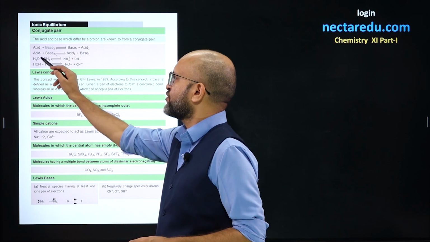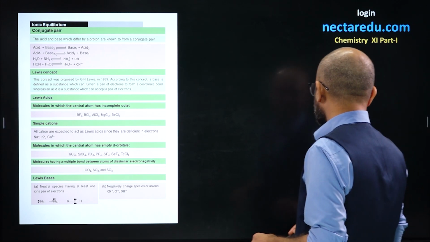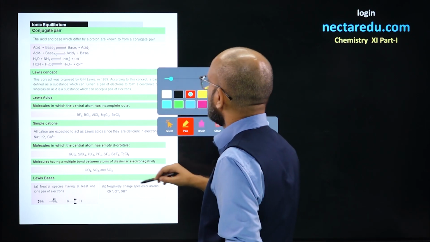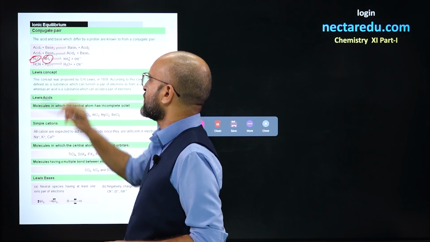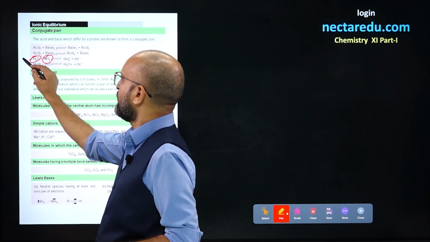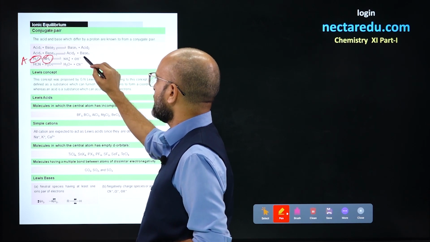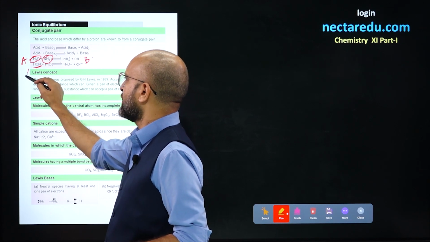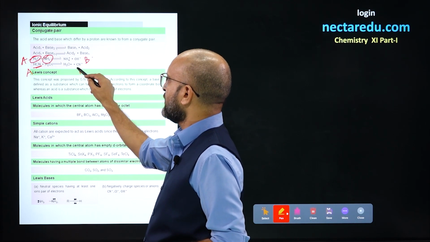If you see, H2O is giving out one H plus, and this H plus is taken up by ammonia. It converts into ammonium. So what you can see over here is H2O is acting like an acid, and OH minus can act as a base, right? Similarly, HCN gives H plus, so it acts like an acid, and CN minus can gain H plus, so it acts like a base.